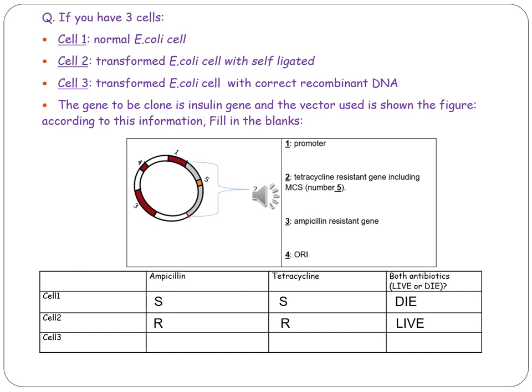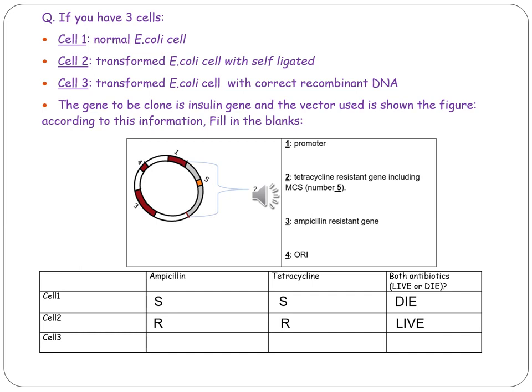The third cell is a transformed E. coli cell with correct recombinant DNA, which means our DNA will have an intact ampicillin resistant gene, but it will have a disturbed tetracycline resistant gene. The tetracycline resistant gene will be inactive. Why is that? Because the gene of insulin is inserted in number 5. It's inserted in the MCS and disturbed the tetracycline resistant gene.